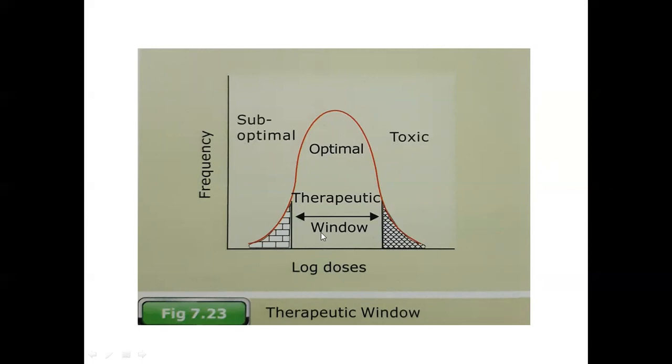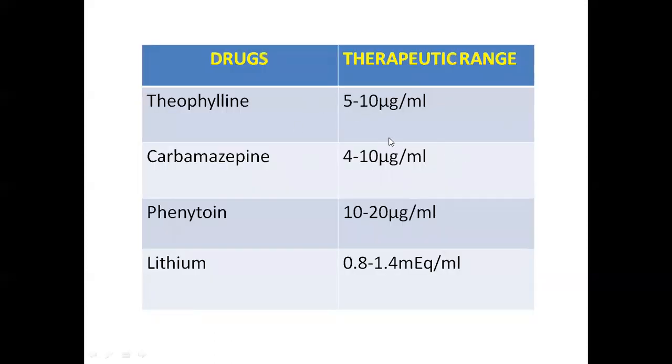So we have to maintain the drug level in our blood in a normal range. Within that normal range, it will produce the correct response, like it will decrease blood pressure. So we have to know about the therapeutic window also.